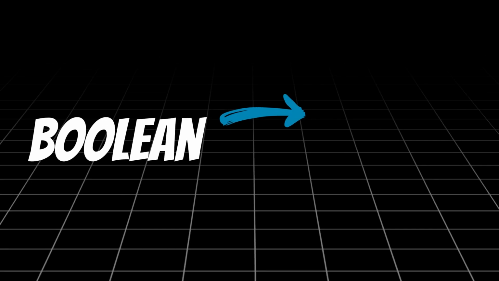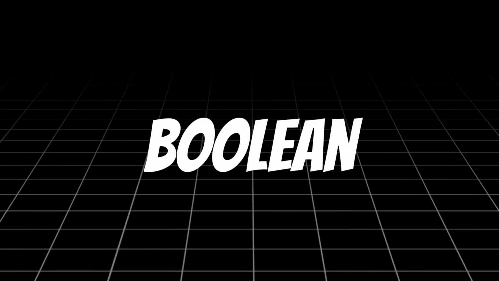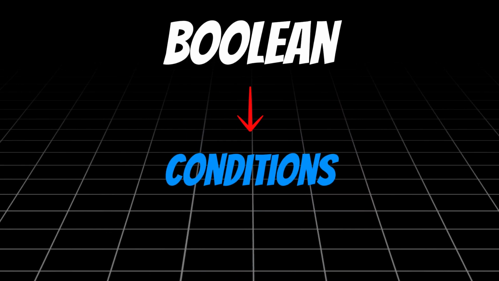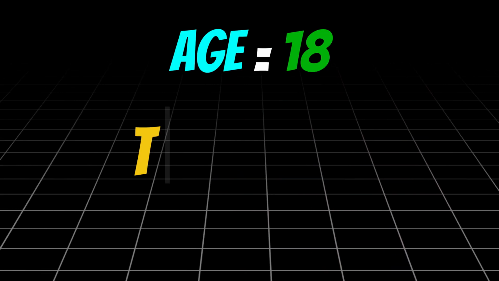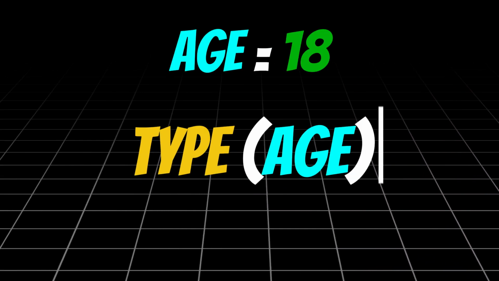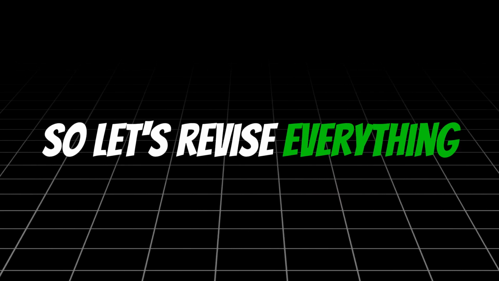There is also a type called boolean, and it can only be true or false. It is like a light switch. You either turn it on or off. We use booleans when we want to check conditions, like whether someone is logged in, or if a number is greater. For example, type(age) will tell you whether age is an integer, a float, a string, or something else.